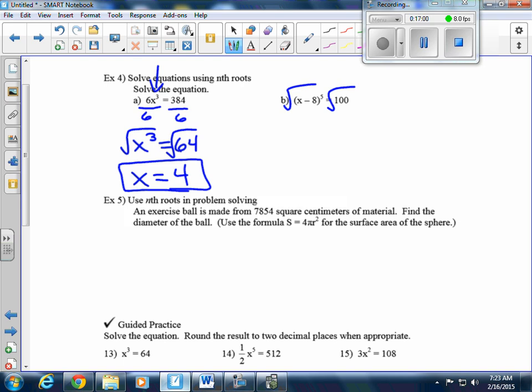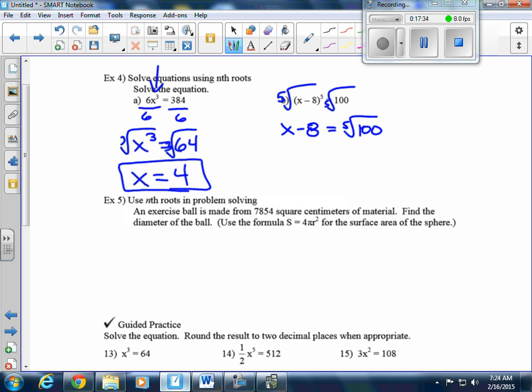Okay. And again, 5 is an odd index, so we don't have to, oops, forgot to put my 3 in that one. So 5 is an odd index, so we're taking the 5th root of both sides. So now the 5th root of x minus 8 to the 5th, well, the 5th root and the 5th power cancel out, so we're left with x minus 8 here, and this is going to equal the 5th root of 100. Well, there are no numbers that come out evenly as a 5th root.